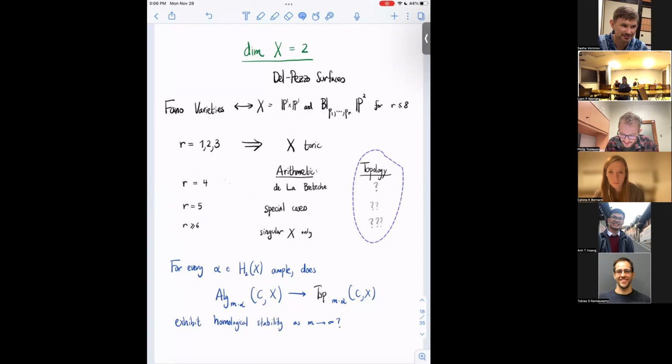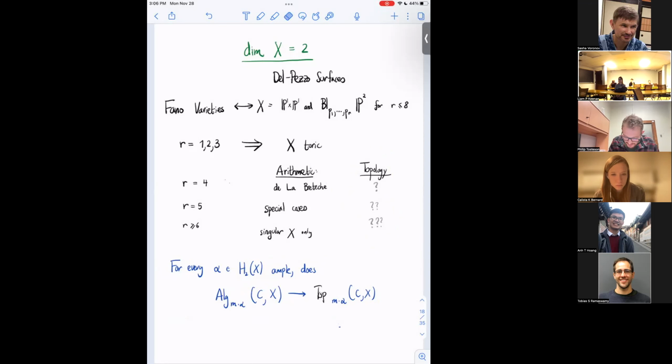And then on the topological side, we don't really know very much at all. I think people haven't really considered maps of the blow up of projective space so much. Yeah, so the question is, for every ample class, is the map from the algebraic mapping space M alpha C X to the topological mapping space actually an isomorphism on homology?